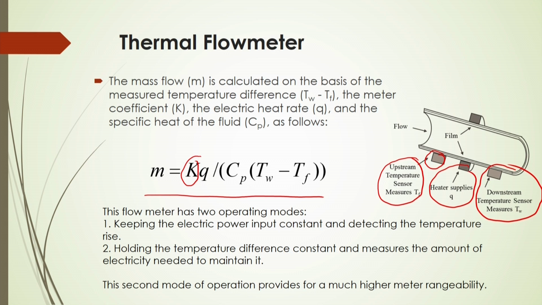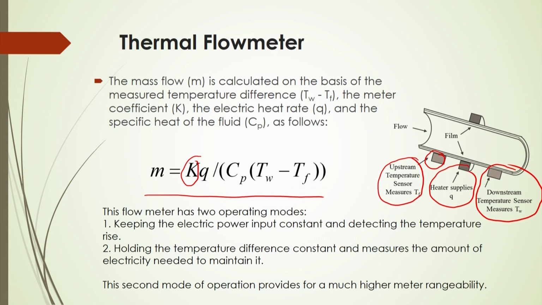So, there are two operating modes of this thermal flow meter. The first one is keeping the electric power input constant and detecting the temperature rise. The other method is holding the temperature difference constant and measuring the amount of electricity needed to maintain this constant temperature. By these two modes you will be able to calculate the flow rate.